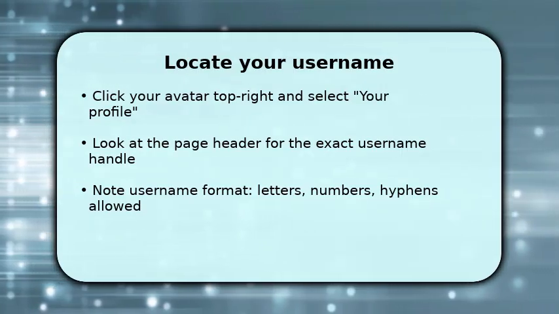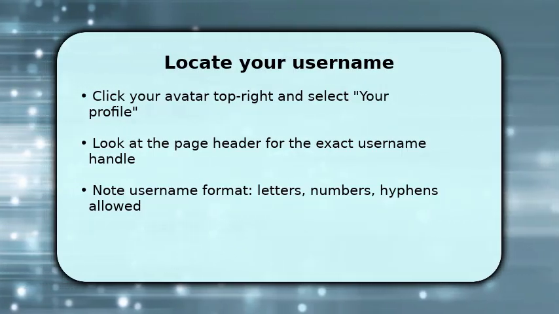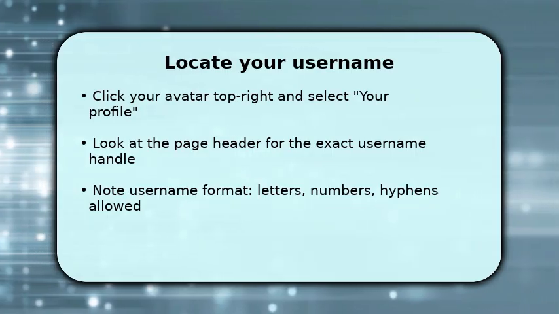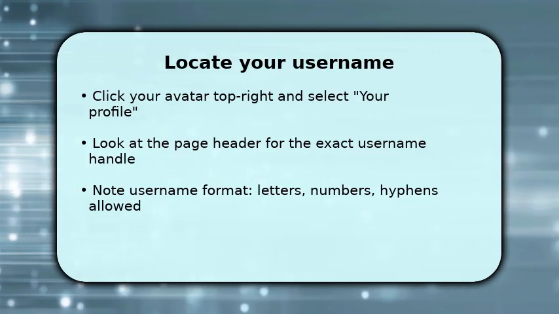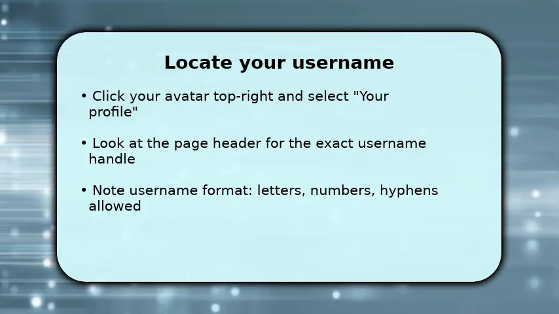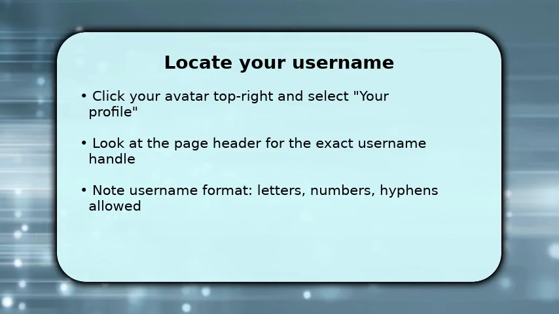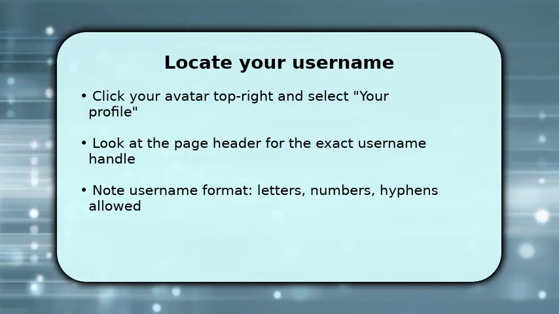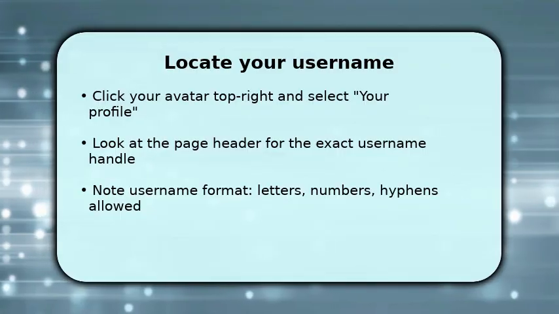Once on the profile, read the header area. The username appears prominently next to or under your display name. If you need the numeric ID instead, open Developer Tools and check Network or API responses. This reveals the internal user ID used by GitHub.